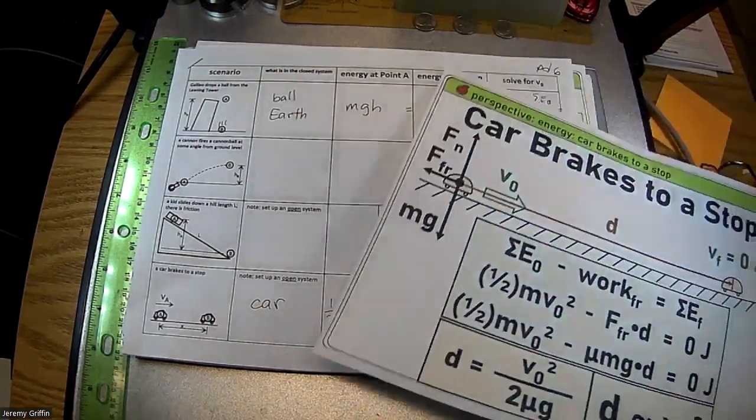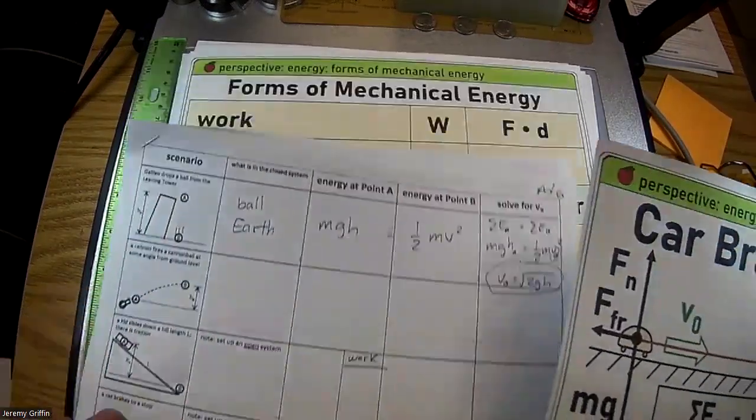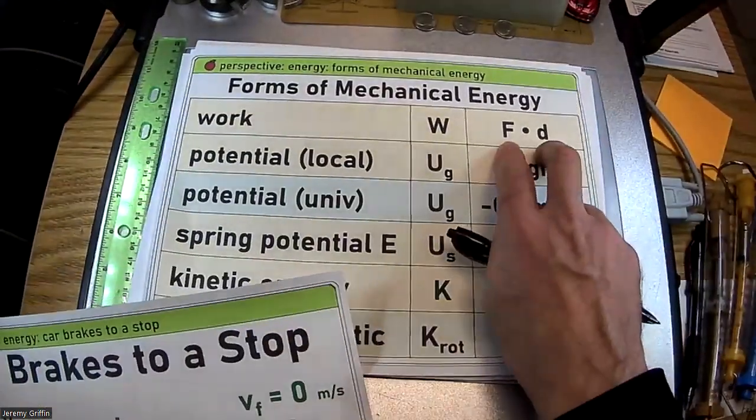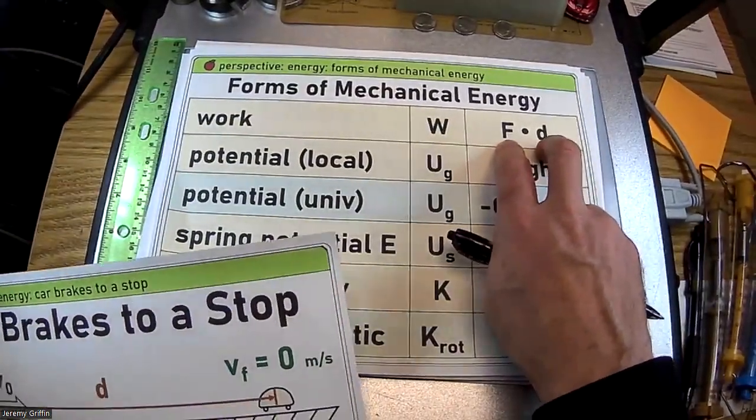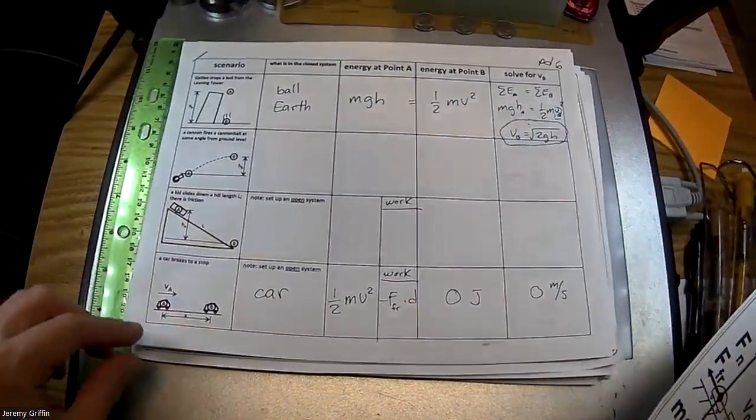Here, go back to that checklist. Where's my checklist? Oh, there we go. Some kind of force times distance. In this case, a friction force. And you're subtracting because it's pulling mechanical energy out of the system. It's just the car.